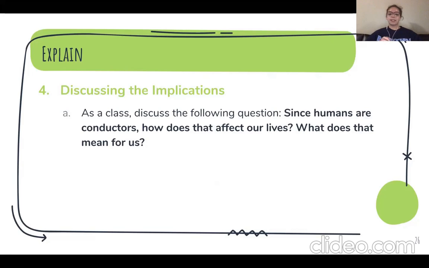And finally, we'll be discussing the implications of this. So since humans are conductors, and we know that from our claim, evidence, reasoning statement that we just wrote, how does that affect our lives, and what does that mean for us? Hopefully the students will say that this means we need to be careful with touching things that are exposed to electricity because the electricity will pass through our body and electrocute us, something like that.